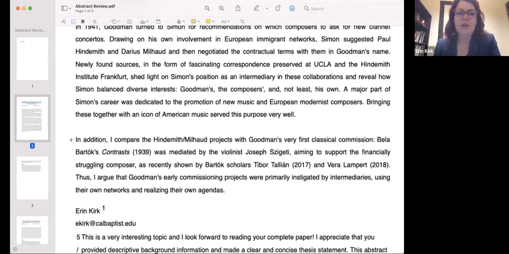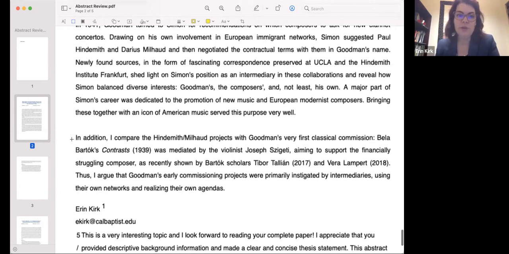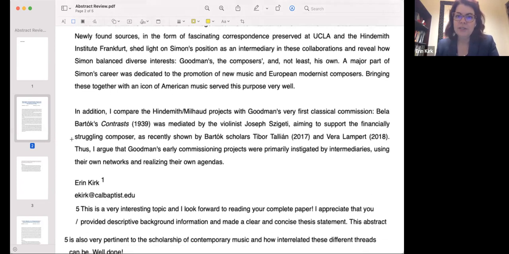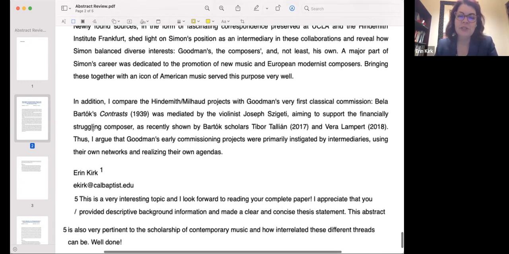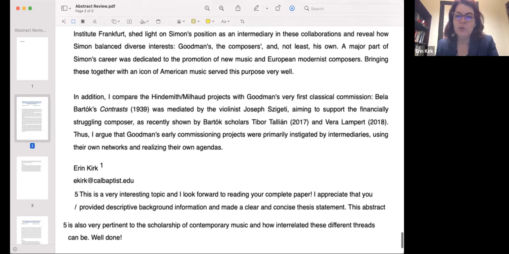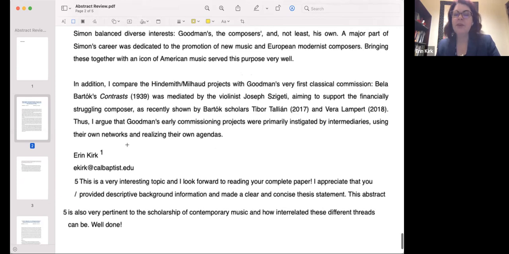In addition, I compare the Hindemith and Milhaud projects with Goodman's very first classical commission, Bela Bartók's Contrasts, was mediated by the violinist Joseph Szigeti, aiming to support the financially struggling composer, as recently shown by Bartók scholars Tibor Talian and Vera Lampert. Thus, I argue that Goodman's early commissioning projects were primarily instigated by intermediaries using their own networks and realizing their own agendas.